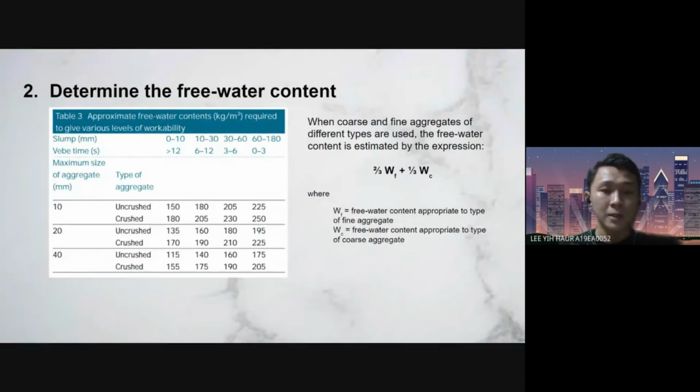The second step is to determine the free water content. We can estimate the free water content from the workability and the maximum size of aggregate. If coarse and fine aggregate of different types are used, the free water content is estimated by the expression where 2/3 is from the free water content of fine aggregate and 1/3 from the free water content of coarse aggregate.